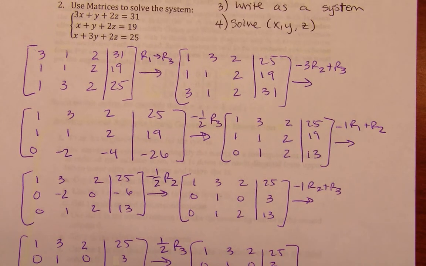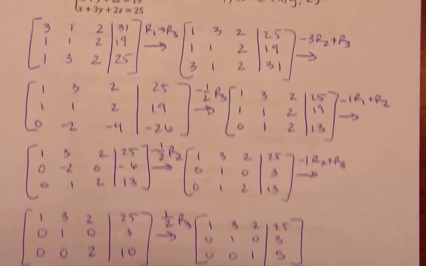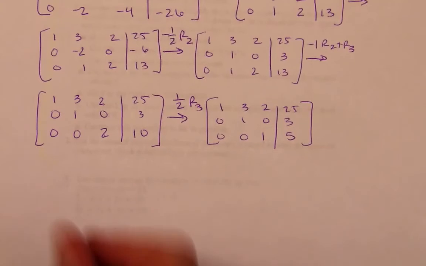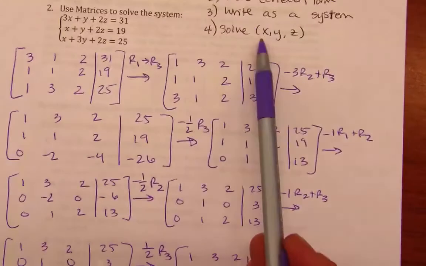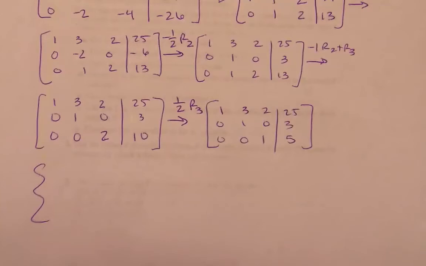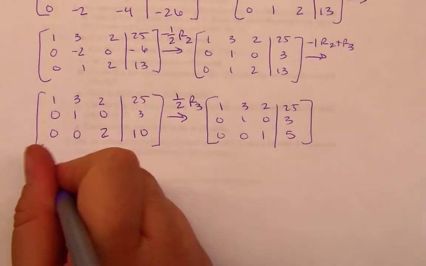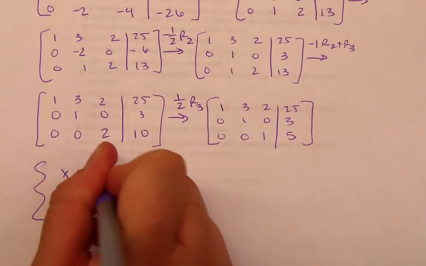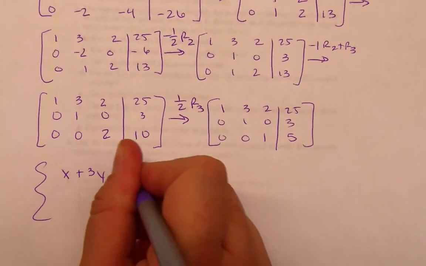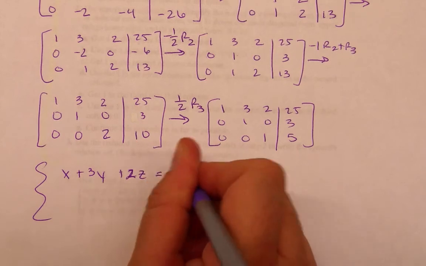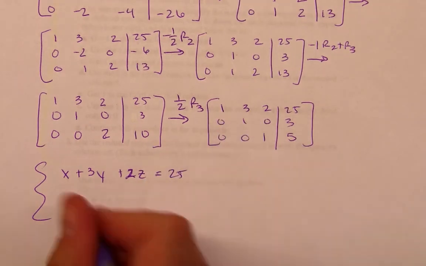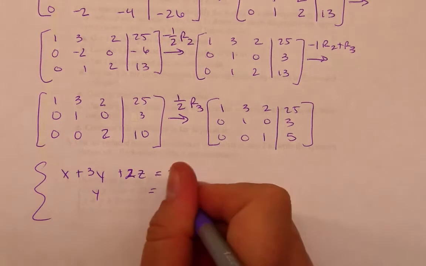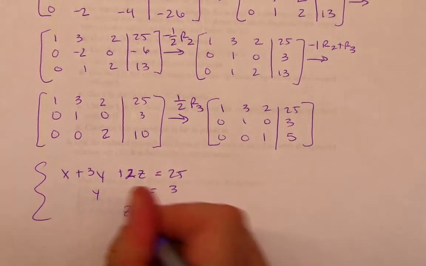Okay. Now what this means here is actually that this is a system. We can put it back in a system. So that was our next direction. Rewrite it back as a system of equations. So now we have x plus 3y plus 2z equals 25. So that's this first line. And then no x's, just one y and no z's. So y equals 3, and then z equals 5.